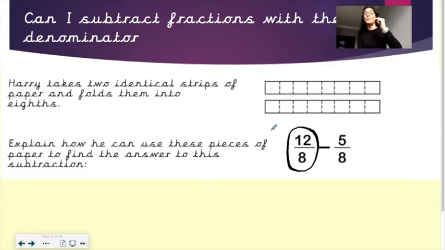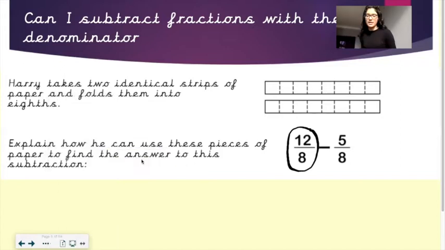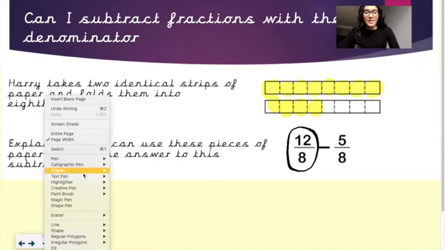Numerator, remember, is the top number. So we're starting off with 12/8. I'm going to start by shading in 12 parts. I'm going to get my highlighter just to make sure that I can do this nice and quickly. So shading in 12. 1, 2, 3, 4, 5, 6, 7, 8, 9, 10, 11, 12. Right, now 12 parts have been shaded there.